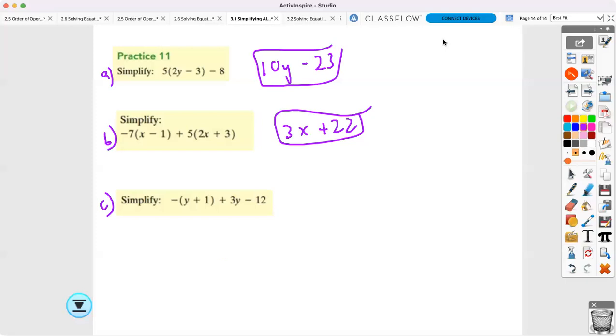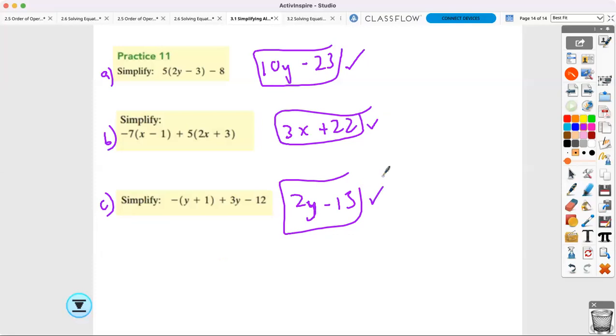All right, that was a timer. All right, so for practice 11, guys, we have 10y minus 23. If you got that, that is correct. For the second one, if you got 3x plus 22, that is also correct. And the last one, 2y minus 13, that is also correct, class.